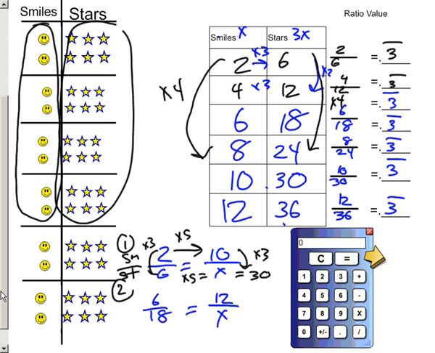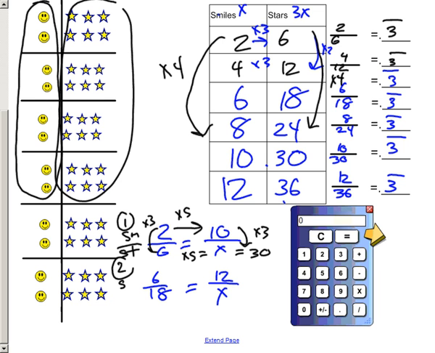Let's try number 2. Again, I'm comparing smileys to stars. I have 6 smiles for every 18 stars. So let's do a side to side.